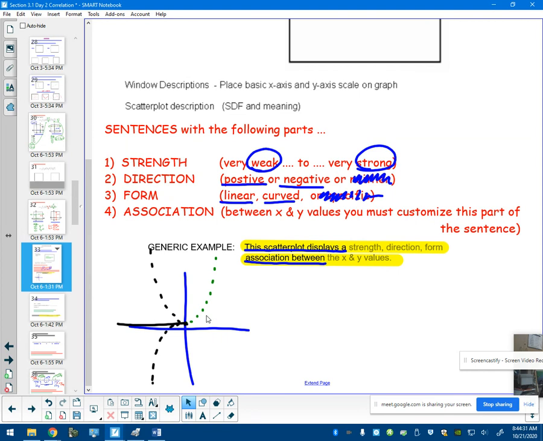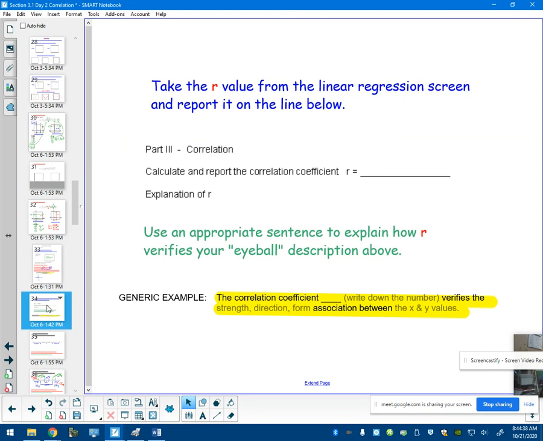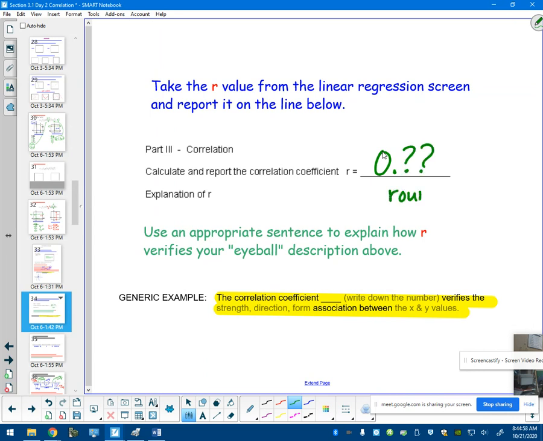Okay, so before I show you how to calculate R, did you get everything you needed? Okay. Let's go to page 3. This is page 3. It says take the R value from the linear regression screen and report it on the line below. So I'm going to show you how to calculate it here in a minute. And this is what all the packet pages look like. You're going to put a 2-digit number in here. So I want you to always round to the hundredths, unless otherwise directed.